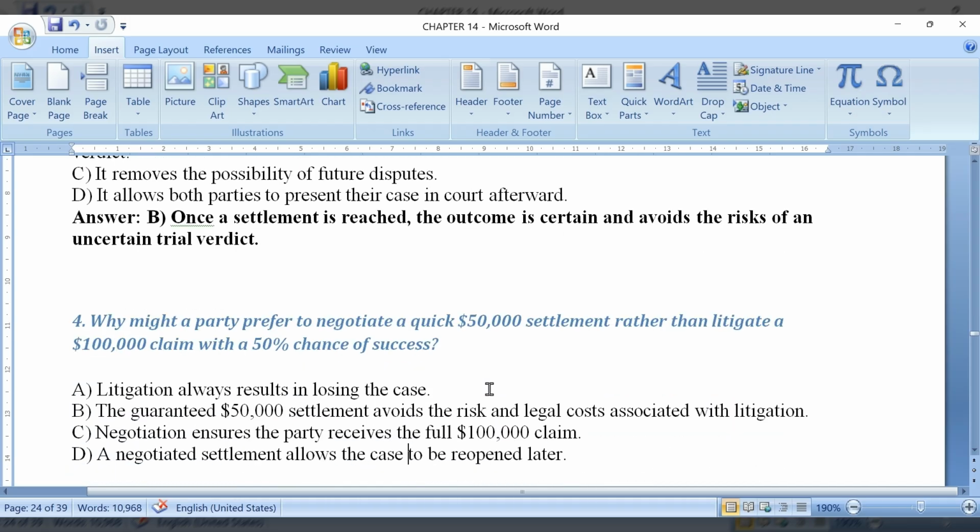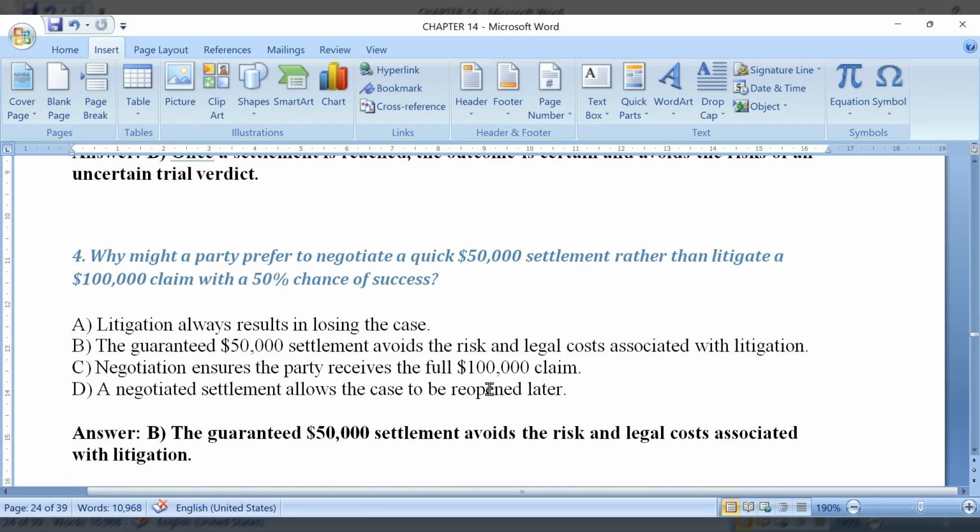4. Why might a party prefer to negotiate a quick $50,000 settlement rather than litigate a $100,000 claim with a 50% chance of success? A. Litigation always results in losing the case. B. The guaranteed $50,000 settlement avoids the risk and legal costs associated with litigation. C. Negotiation ensures the party receives the full $100,000 claim. D. A negotiated settlement allows the case to be reopened later. Answer: B. The guaranteed $50,000 settlement avoids the risk and legal costs associated with litigation.